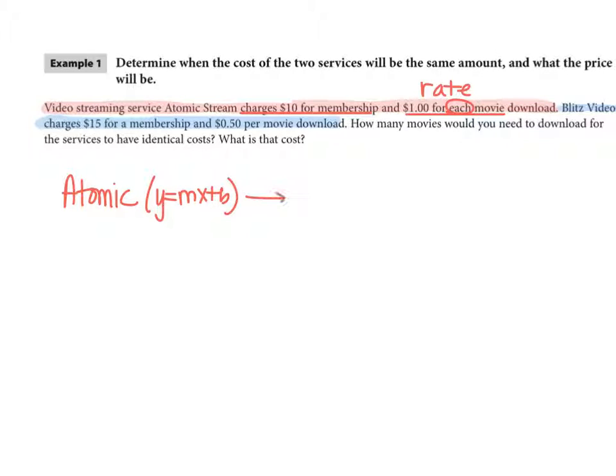So if I go ahead and write that, I've got y equals, I know that $1 is my rate, so it's going to be $1 x plus $10 is my fee. Okay, so I'm going to do something similar for the Blitz Video.